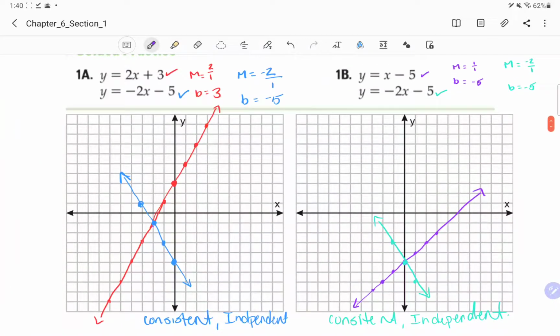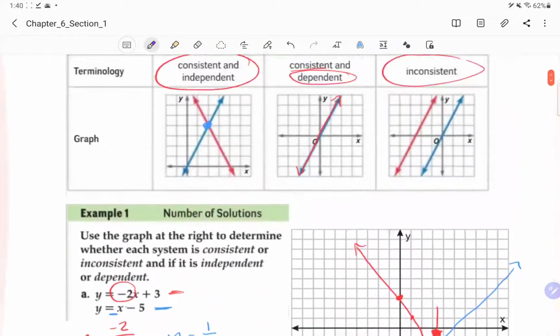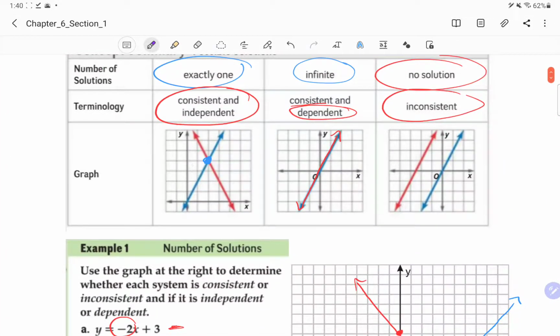Same over here with 1b. My y-intercept for both of these was at -5. So that should have been a key indication, them having the same y-intercept but different slopes. Okay, so you should have been able to tell right away, well, they're definitely going to meet at one point because they have the same y-intercept.